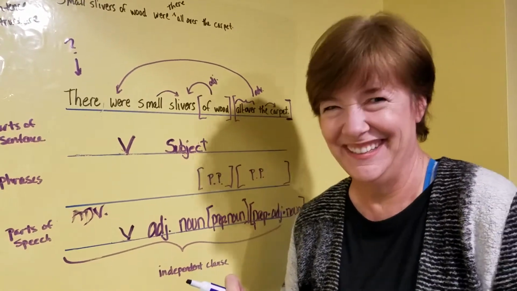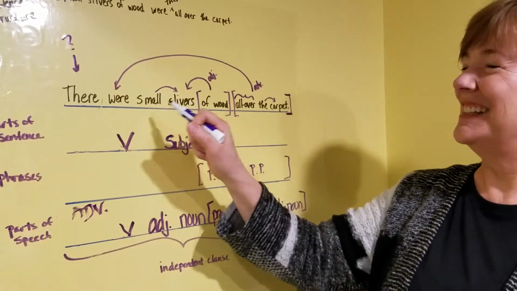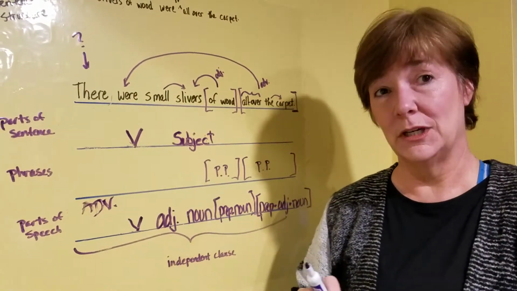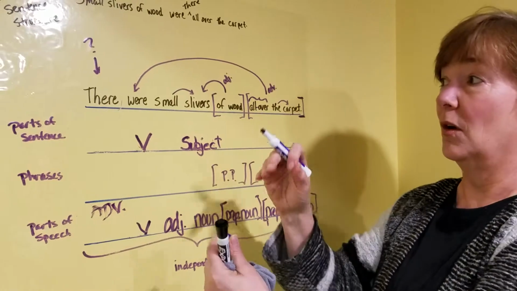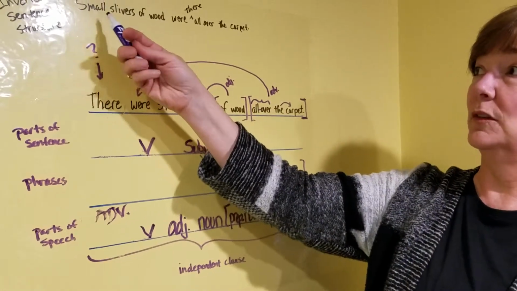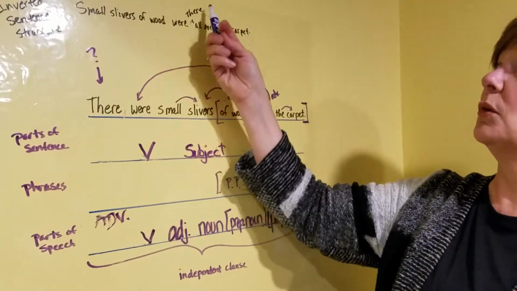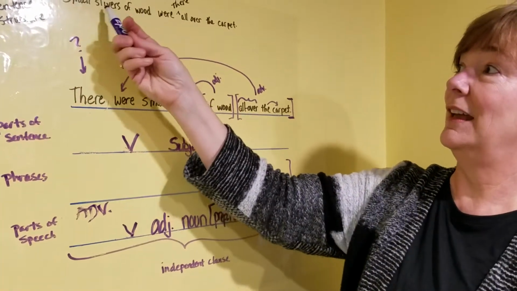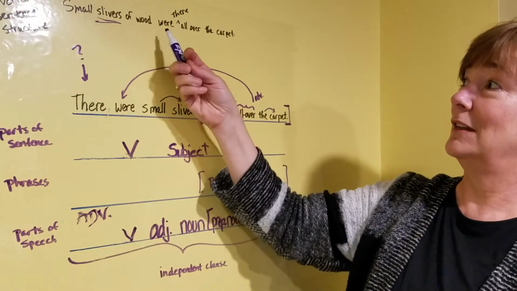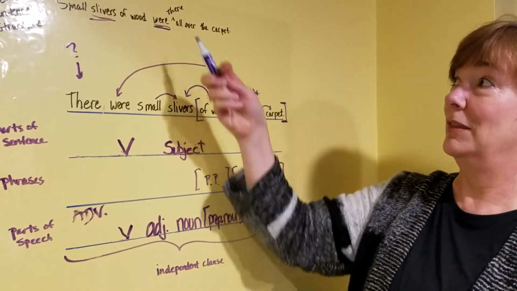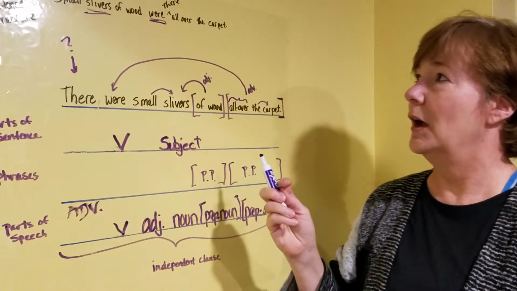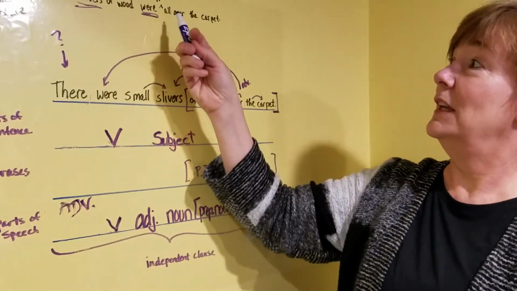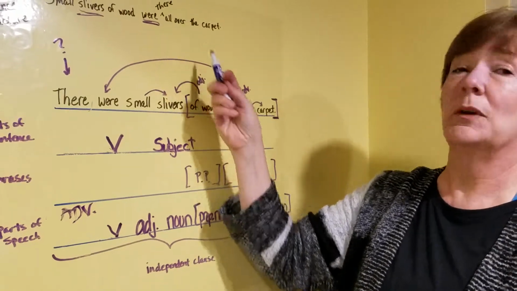Let me explain that. The sentence is actually what's called an inverted structure. Normally in a sentence, the subject comes first and then the verb. In this case, that's all been inverted. If the subject came first, it would read, "Small slivers of wood were there all over the carpet." So then it's easy to see that slivers is the subject and were is the verb and there is something else. So because were is usually a linking verb, then the there would become some kind of complement.